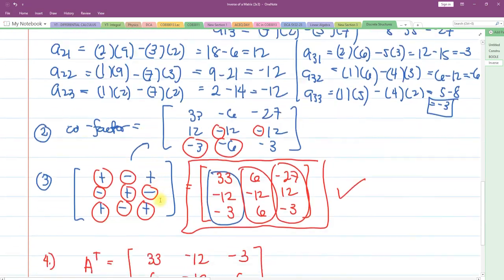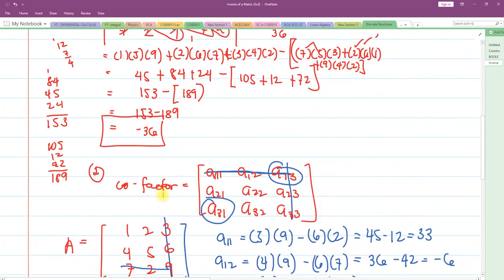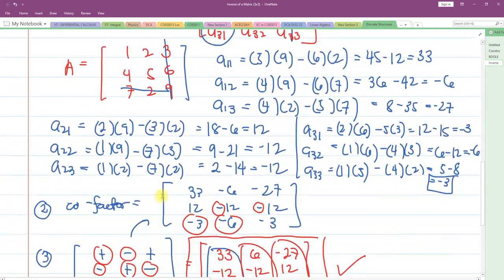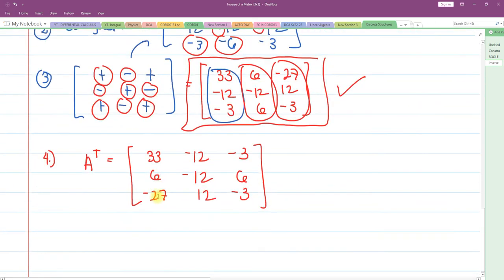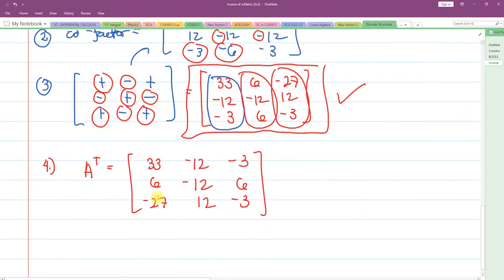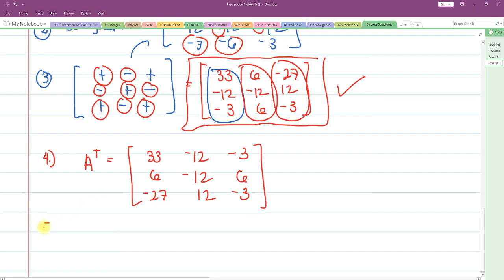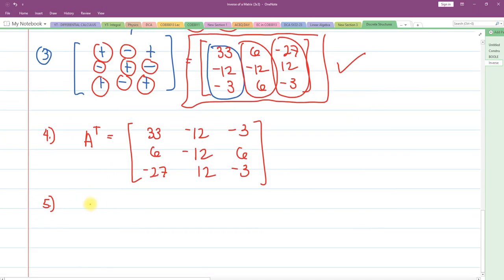Okay? So, the steps should be logical. You get the determinant, you get the cofactor, you apply the sign convention, and then you get the A transpose. And lastly, the final step would be to get the A inverse, or the inverse of the matrix. We need to multiply it by 1 all over determinant of A, multiplied by this transposed matrix.